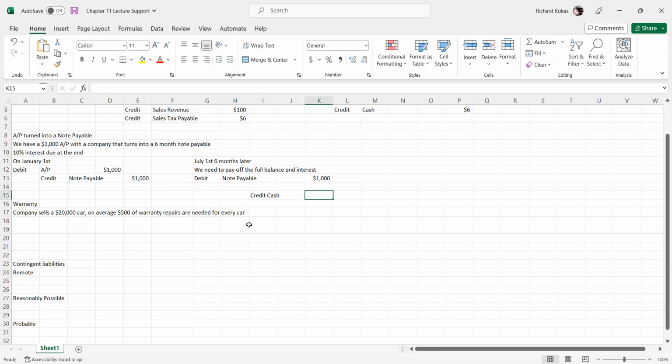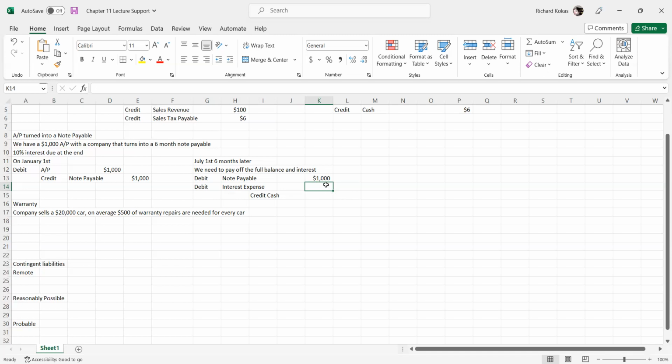Okay. So we need to credit cash, but we don't know for how much yet because it's going to be this $1,000 plus the interest. And we know, since we're paying interest, what is interest? Interest is an expense. So we're going to recognize interest expense. So that's what we got to figure out. Interest expense is debited because it's an expense, like all expenses are debited.